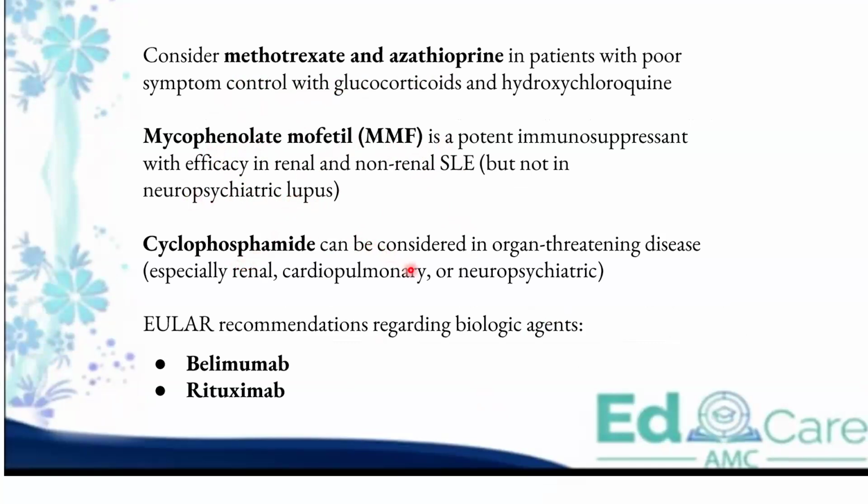Cyclophosphamide is considered when there is involvement of organs, right? Like renal, cardiopulmonary, or even neuropsychiatric, you can give cyclophosphamide, right? So the European guideline recommends even going for MAB therapy, that is biological agents, that is belimumab and rituximab, right? So just remember there are two MAB therapies that have been recommended as well.